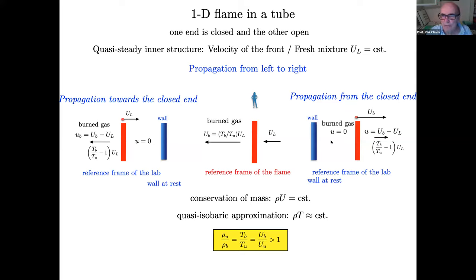The following is that now, if the burned gas is at rest, it turns out that the fresh mixture should be put in motion by a difference of UB minus UL. So you have this interesting phenomenon that when a flame propagates from the closed end of a tube, it puts in motion all the column of fresh gas mixture ahead of the flame.